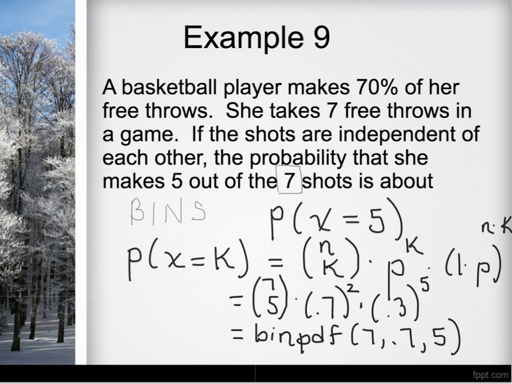That comes out to be equal to about 0.318.